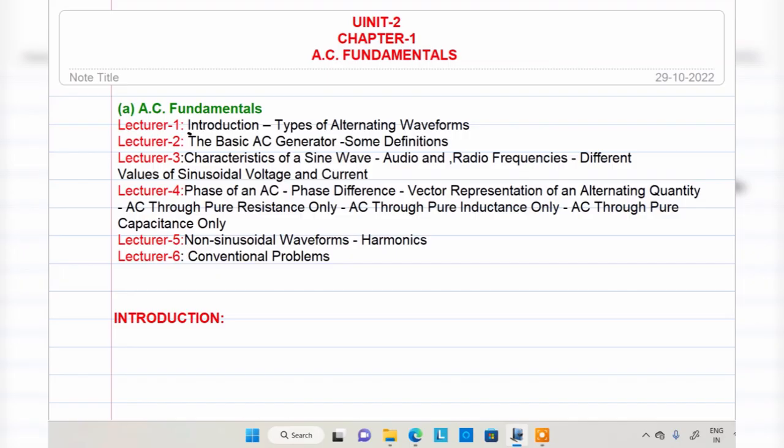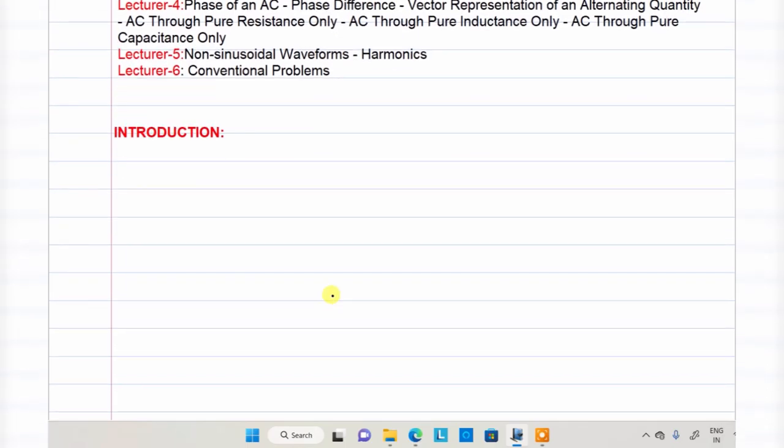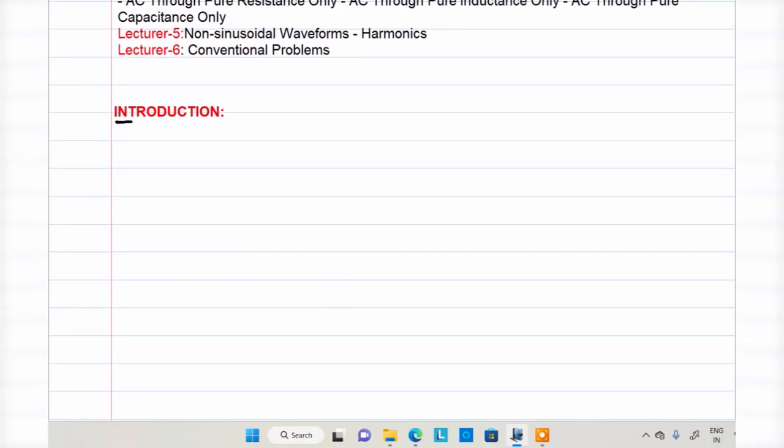This is the syllabus given for the KVS TGT work experience teacher, right? That's why we are moving to lecture number 1, introduction. In the introduction class, we are going to see about AC fundamentals. So, I will give one waveform to you. This particular waveform.